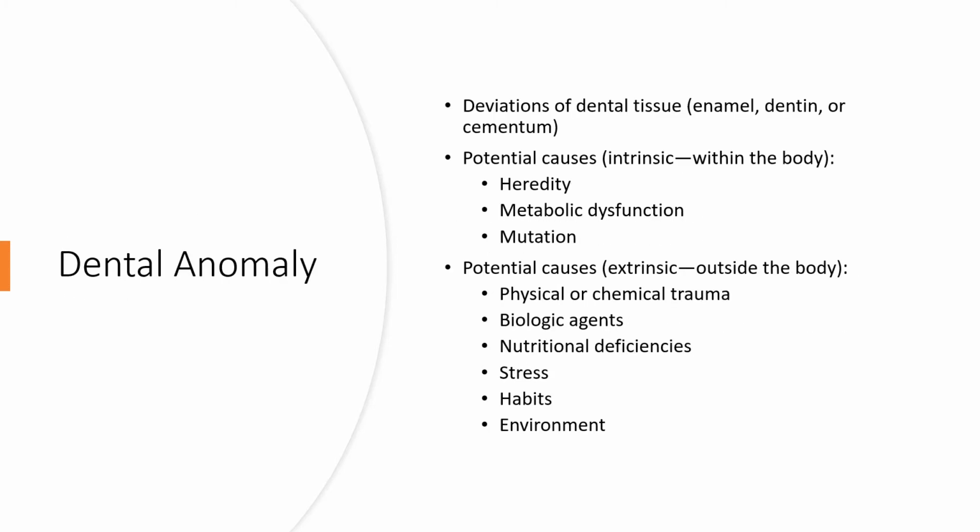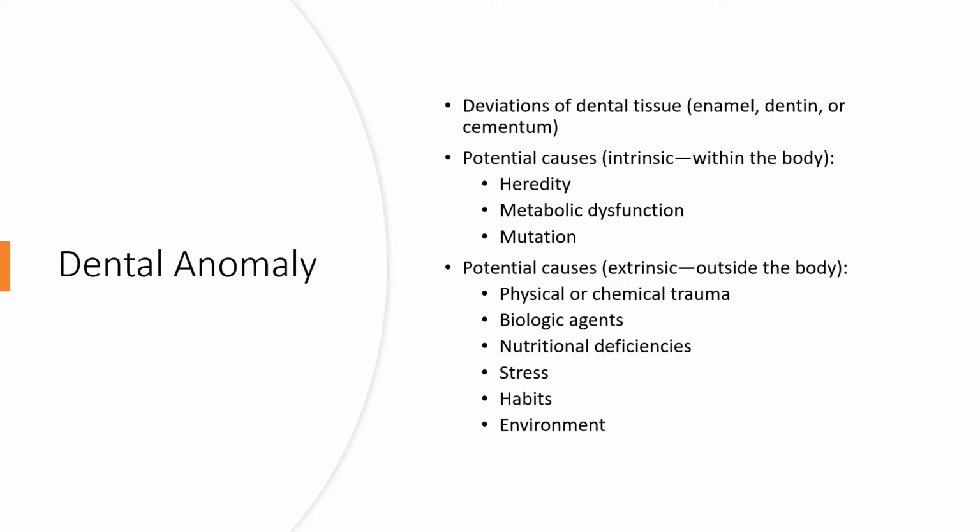So a dental anomaly is a deviation of the dental tissues, whether it be enamel, dentin, or cementum. Potential causes can be intrinsic, which means within the body. Those would include heredity, metabolic dysfunction, and mutation, like gene mutation, okay? And then potential causes that are extrinsic, or outside the body, could be physical trauma, say having a fever, or chemical trauma, which would be due to things such as medications, biologic agents, nutritional deficiencies, stress, habits, and the environment.